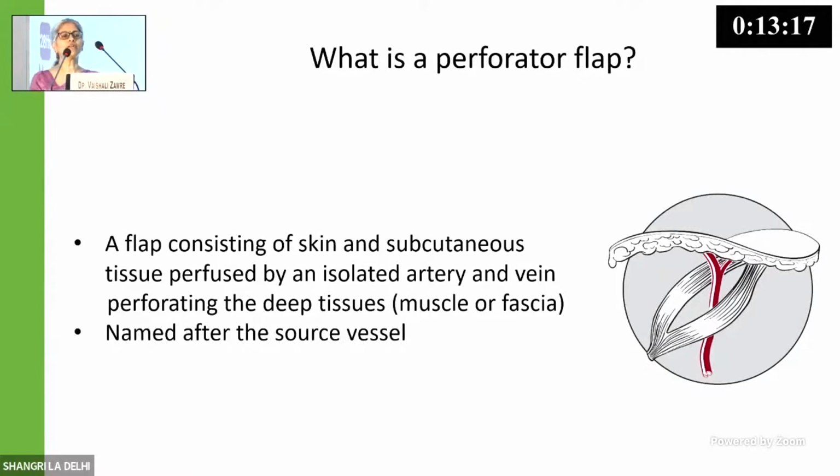So what is a perforator flap? It is an island of tissue consisting of skin and subcutaneous tissue which is perfused by an isolated artery and a vein which perforates the deep tissues, that is either a muscle or a fascia. And the perforator flaps are named after the source vessels.